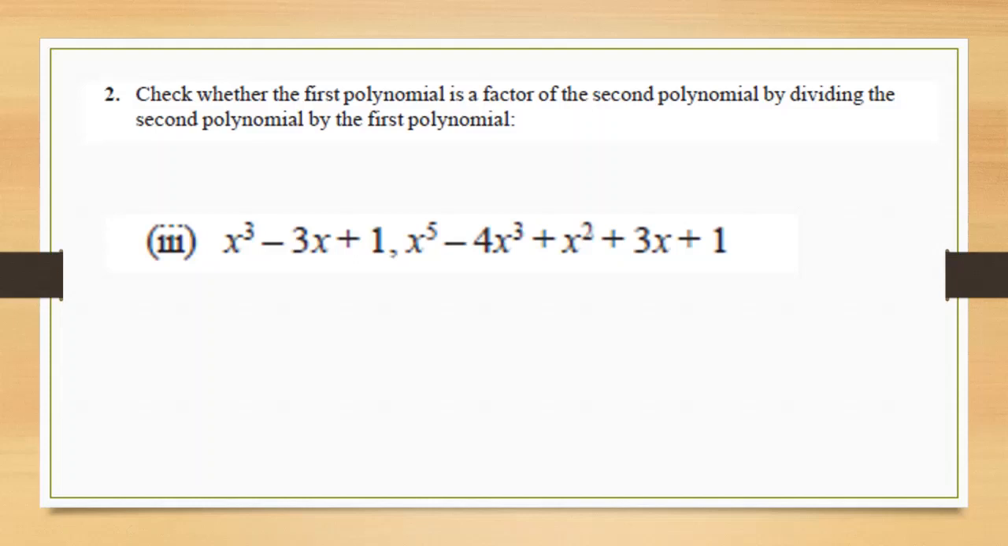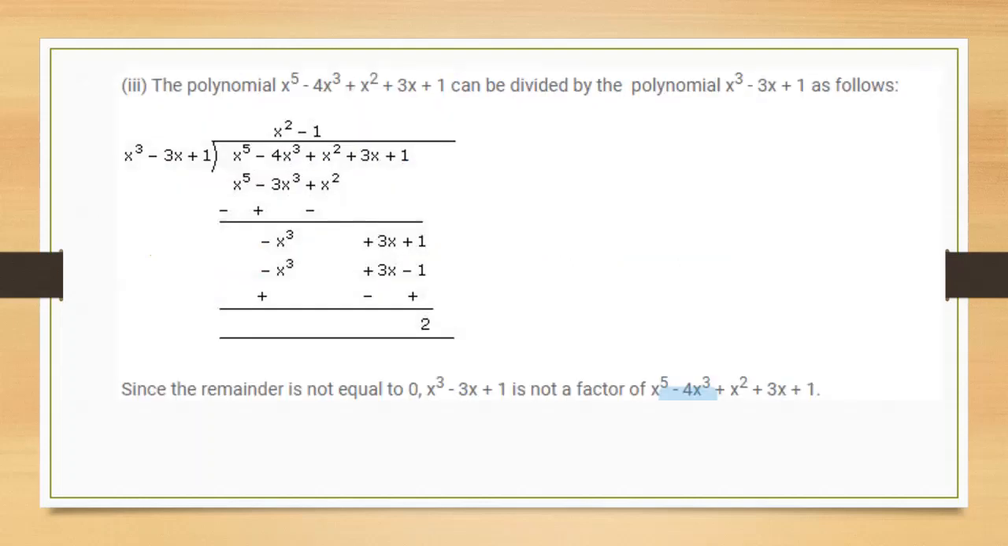Got the question for this one? Give me the quotient and the remainder first. Surely there'll be a remainder, because others said that this is not a factor. Ma'am, 2. 2 is the remainder? Yes, ma'am. And what is the quotient? X square minus 1.